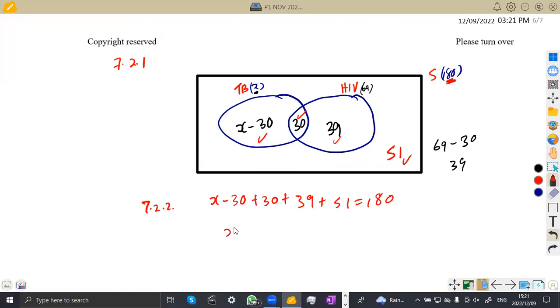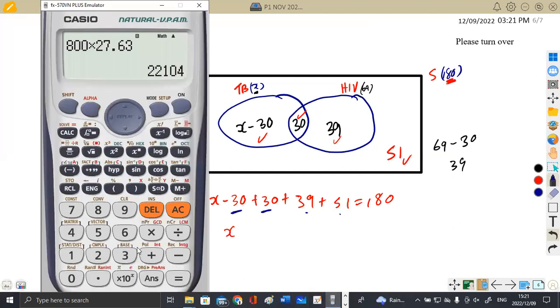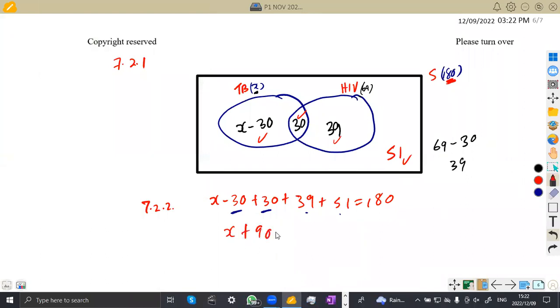So you can add everything here, but as you can see, guys, minus 30 plus 30, that's a 0. So you're simply adding 39 plus 51, or you just add everything. All right, you see, you get the same answer. 39 plus 51, that is 90. So you're going to have X plus 90, which is equal to 180. So to find X, definitely transpose 90 to the other side, it is going to be negative 90. So 180 minus 90, that's 90.